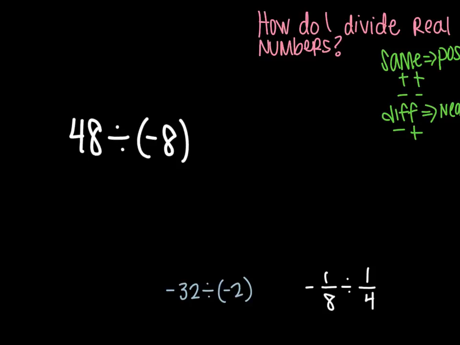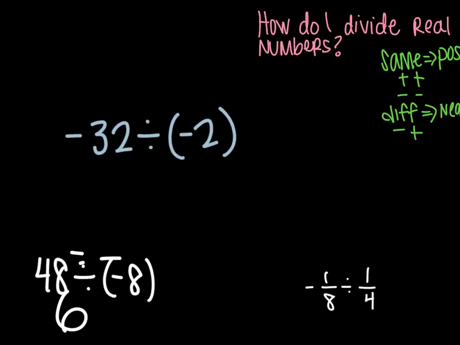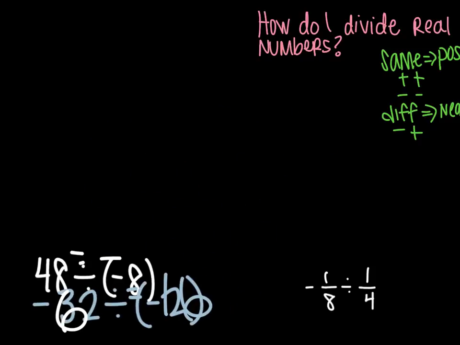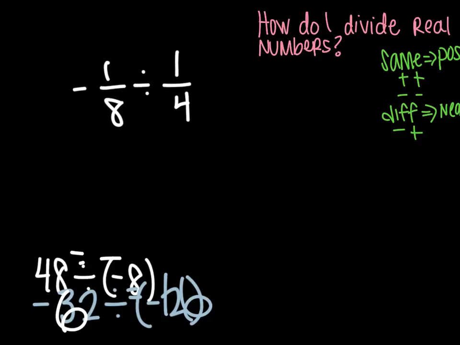48 divided by -8, we have a positive and a negative, so my answer is going to be negative. 48 divided by 8 is 6, so my answer is -6. Second one, -32 divided by -2, negative divided by a negative, those are same signs, so my answer is going to be +16.